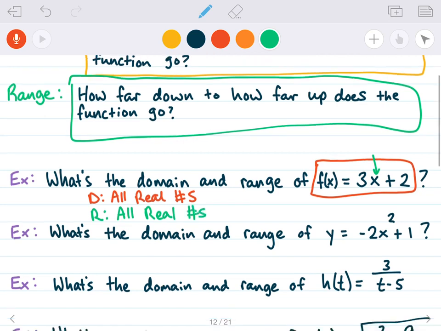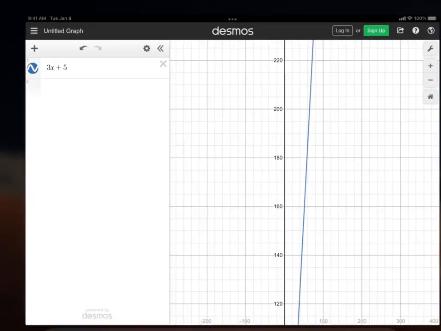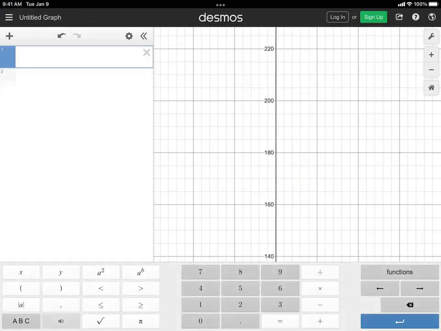All right, well, let's look at the next one. What's the domain and the range of this function? Negative 2x squared plus 1. Well, again, I'm just going to put it in Desmos. So negative 2x squared plus 1.